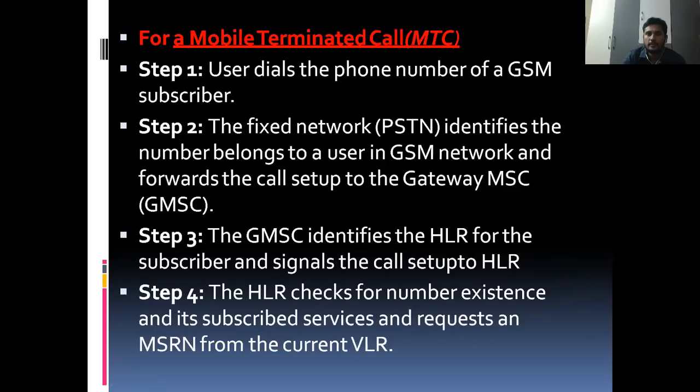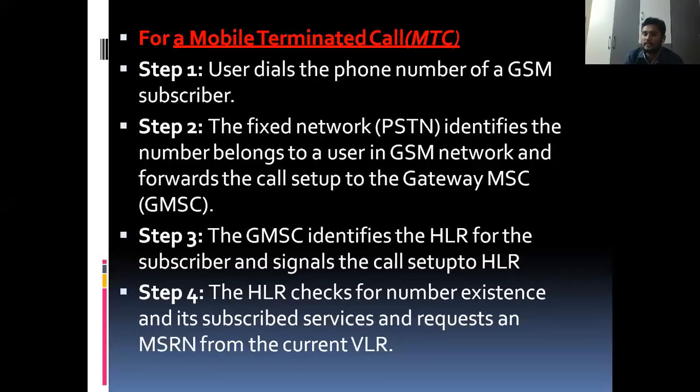So what happened here? For a mobile terminated call, in step 1, the user dials the phone number of a GSM subscriber. In step 2, the fixed network, PSTN, identifies that the number belongs to a user in the GSM network and forwards the call setup to the gateway MSC. In step 3, the GMSC identifies the HLR, home location register, for the subscriber and signals the call setup to the HLR. In step 4, the HLR checks for number existence and its subscriber services and requests an MSRN from the current VLR.